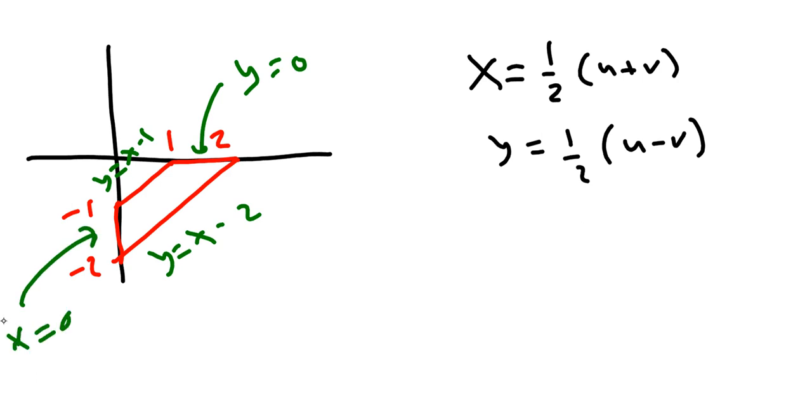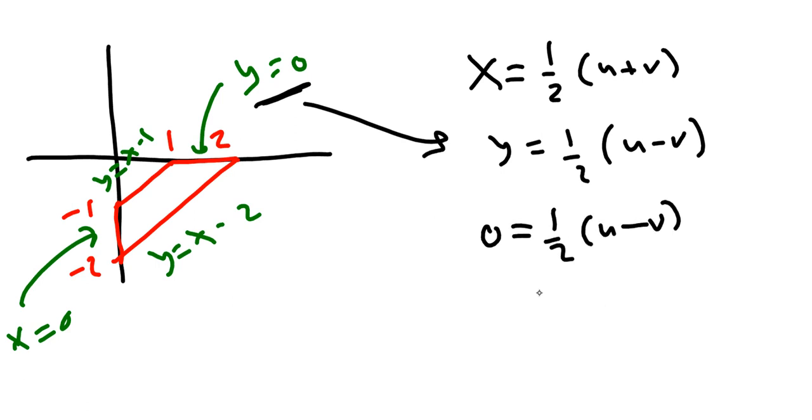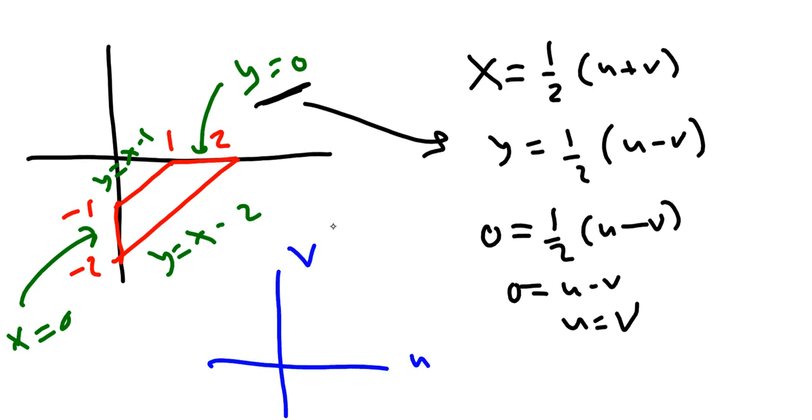So let's just do the sides for a minute. Suppose, for example, you were going to worry about the equation y equals 0. Suppose I plug that in over here. Then I'd have 0 equals 1/2 of u minus v, multiplied by 2 maybe or something. 0 equals u minus v, or u equals v. So that's actually an easy thing to graph. So if we had the uv plane over here, u equals v is a line that just goes right through the origin.